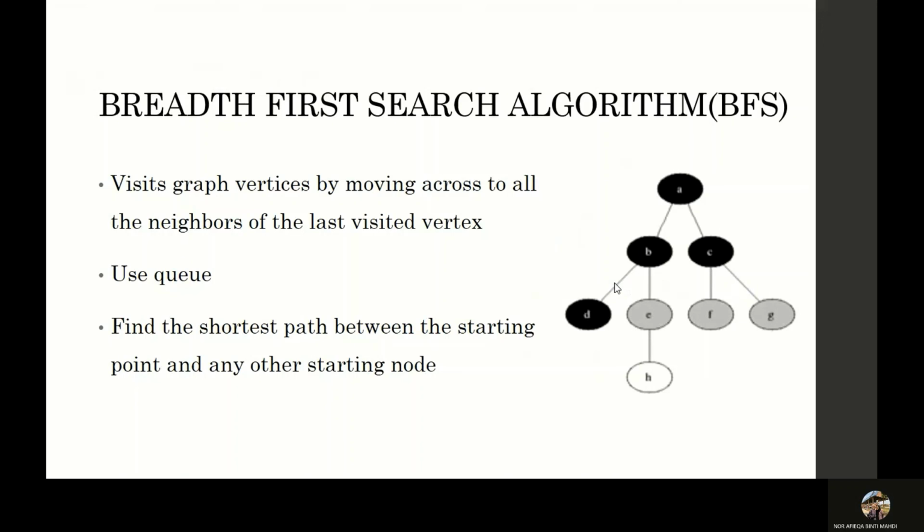BFS will find the shortest path between the starting point and any other node. Meanwhile, DFS is not necessarily able to do this, so the process will be faster than DFS. But BFS generally requires more memory than depth first search. To summarize, breadth first search is better than depth first search in the mentioned aspects.